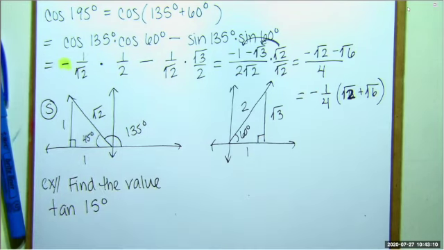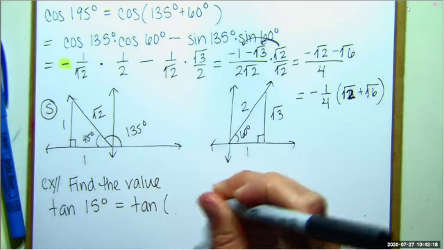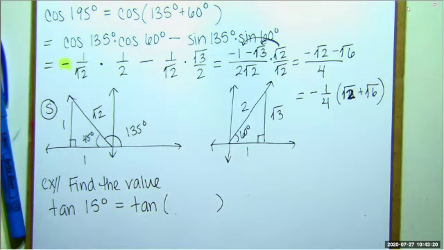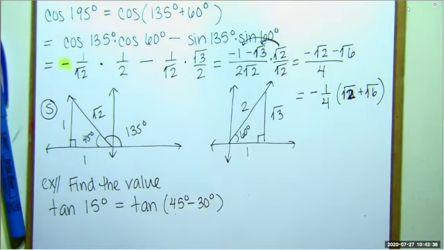Okay, next one, let's find the value of tangent of 15 degrees. So the first thing we want to do is write this as the sum or difference of 2 angles that we know how to do by hand. Take a second and think about how you could write this as the sum or difference. Yeah, so somebody says 45 minus 30. That's what I used as well.